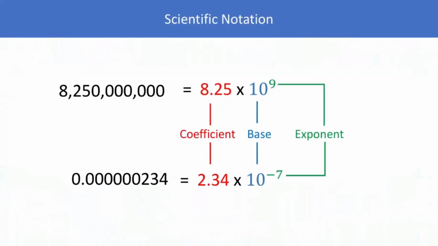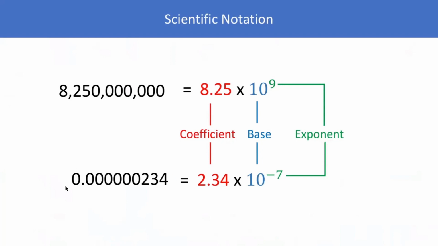Hello and welcome, scientific notation. As you see here, this very large number is going to be written in this nice format called scientific notation, and I will explain to you how we are going to be doing that. This is called the coefficient, this is the base 10, and that's the exponent.